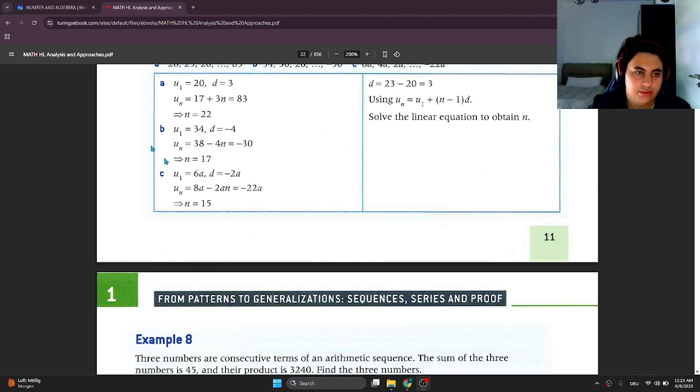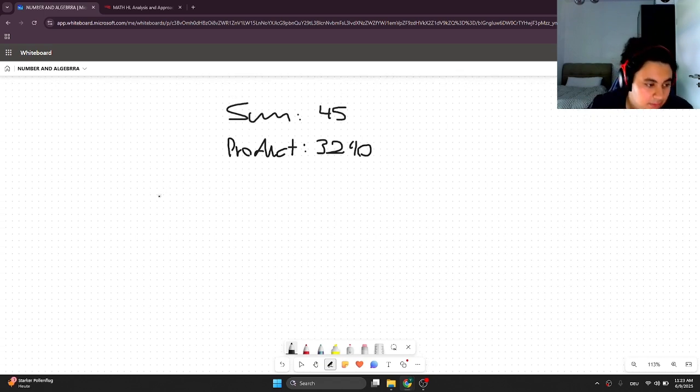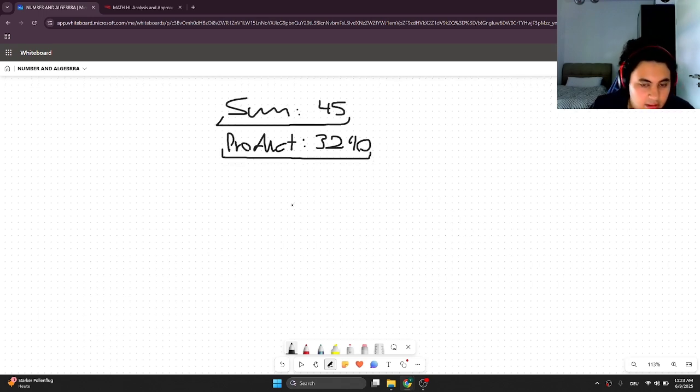Find the three numbers. Okay. So we know that we have an arithmetic sequence, three consecutive terms in an arithmetic sequence. We know the sum, which is 45, and the product is 3,240. Okay? So from this, what do we do?